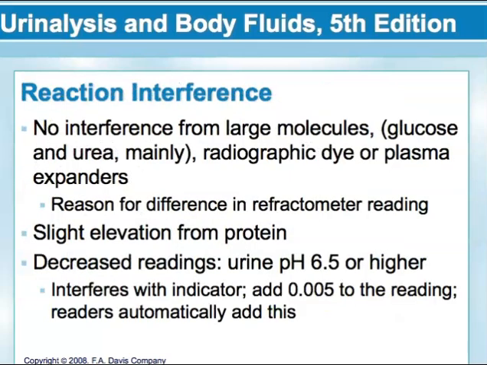And then some reaction interference. False negatives can be due to highly alkaline urines, so those that have a pH of 6.5 or higher. They'll give decreased readings because of interference with the indicator, the bromthymol blue. So when reading the results manually, it's recommended to add 0.005 to the result. You would not have to do that correction for automated readers because they perform that correction already. And then false positive reactions could be due to high concentrations of protein.